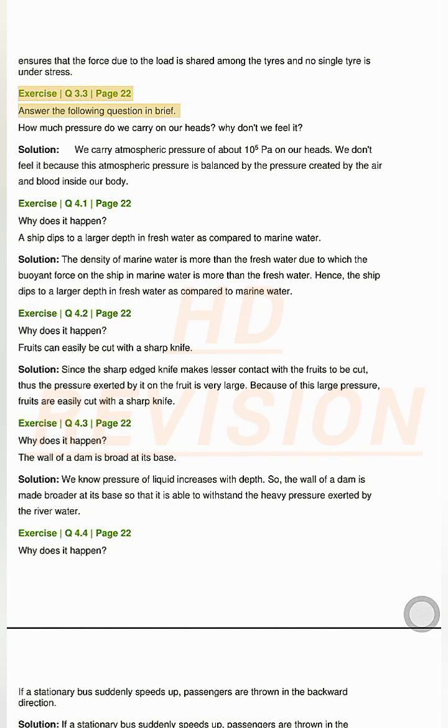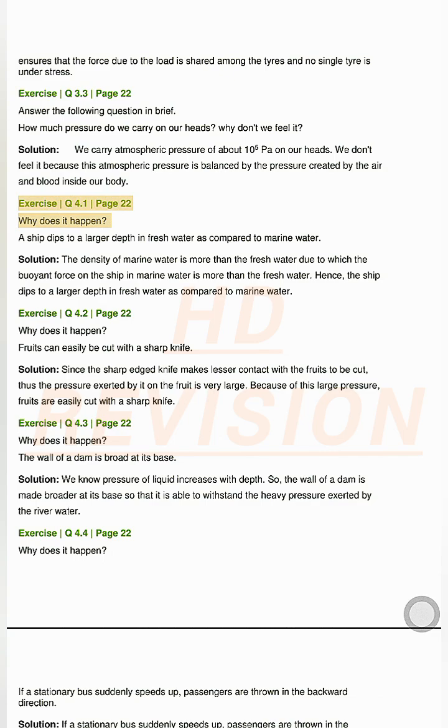Exercise Q 3.3 page 22. Answer the following question in brief. How much pressure do we carry on our heads? Why don't we feel it? Solution. We carry atmospheric pressure of about 10^5 pascals on our heads. We don't feel it because this atmospheric pressure is balanced by the pressure created by the air and blood inside our body.